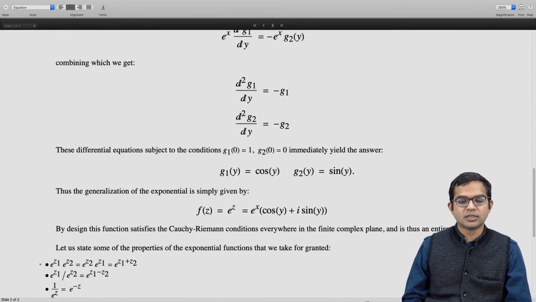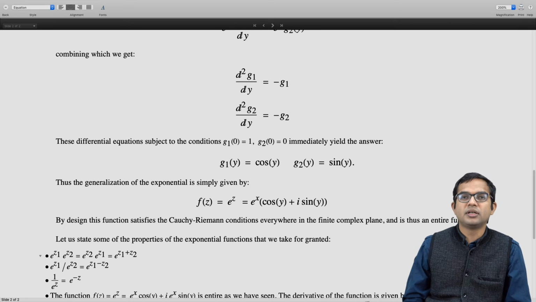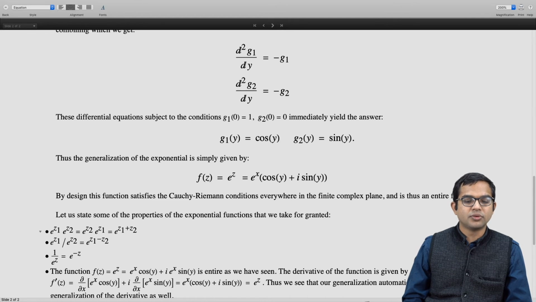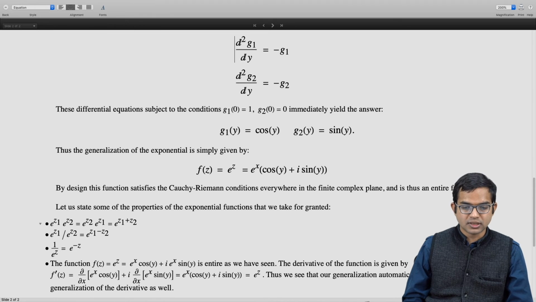And so there are some properties of exponential functions that we take for granted, but we will state them here, which can be verified using first principles. If you take e to the z1 times e to the z2, it's the same as e to the z2 times e to the z1, and that is the same as e to the z1 plus z2. Again, e to the z1 divided by e to the z2 is e to the z1 minus z2, and 1 over e to the z is e to the minus z. So these all follow from this definition of the exponential of a complex number.